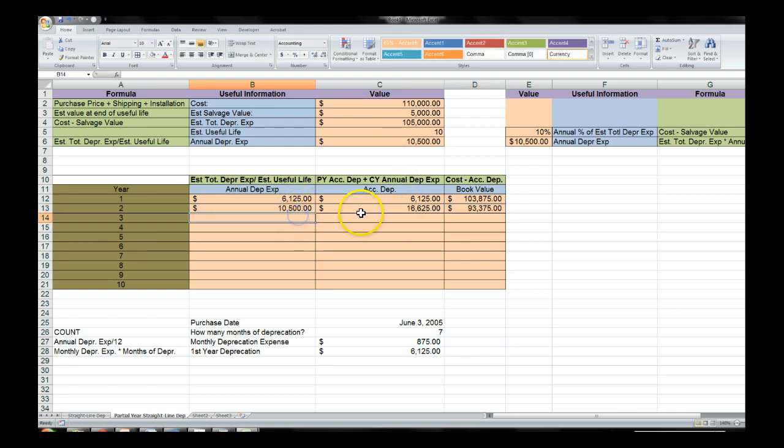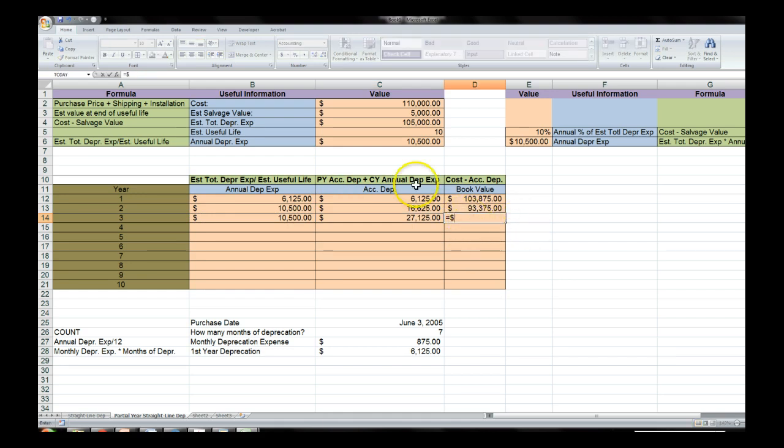So I know next year accumulated depreciation, because it's being spread evenly, is $10,500. I'm going to go ahead and set up my formula for this field, because it's going to get repetitive. Prior year accumulated depreciation plus current year annual depreciation expense. And then I'm going to set up my book value as well.